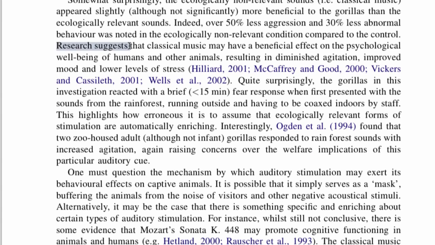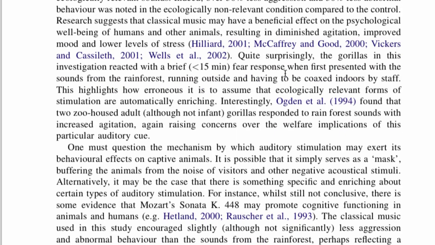Okay, this is previous research. Research suggests that classical music may have a beneficial effect. Okay, and they have some citations here. But again, this is still an issue. This is still a topic that's open to debate. Quite surprisingly, the gorillas in this investigation reacted. Well, they did react. That's true. Interestingly, Ogden et al. found that two zoo-housed gorillas, okay, and we're using past tense here to talk about these guys' research.